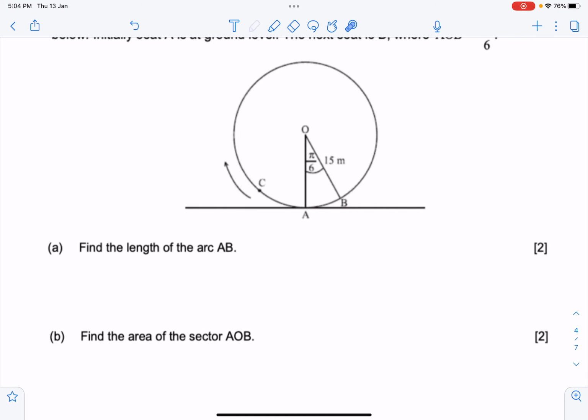I hope all of you know the length of arc formula because it was in the beginning of the chapter. Okay, arc length and area of sector. So arc length AB is given by r into theta. Remember that here theta should be in radian, where it is already there. So r radius is 15 multiplied by theta, which is pi by 6.